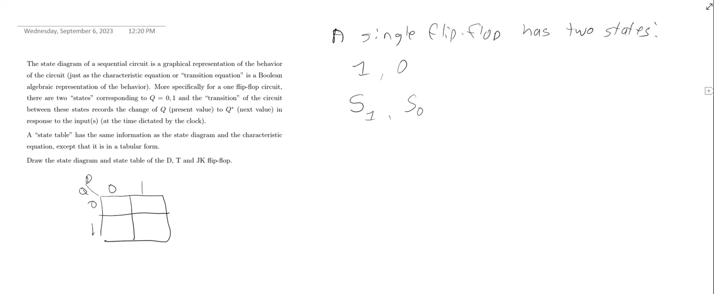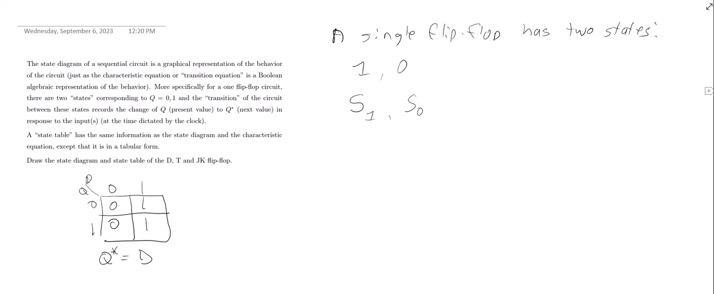Okay, so remember that Q follows D. So the Karnaugh map is just showing us what the next Q will be. The next Q doesn't care what the previous Q was. So if D is 0, the next Q will be 0. If D is 1, the next Q will be 1. So our characteristic equation for the D flip-flop is Q star equals D. That's about as easy a characteristic equation as you can get. Okay, so that's our characteristic equation.